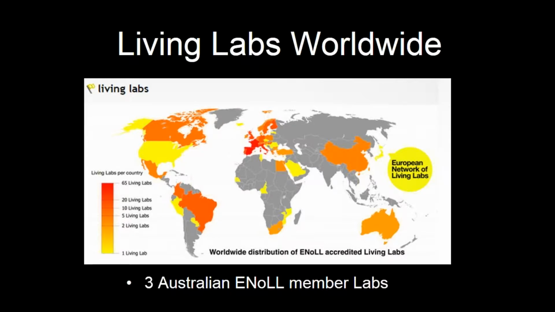So, Living Labs worldwide: the European network at the moment is probably the leading network. They have strong connections into things like the World Bank and the EU. But as you can see, they're not just EU based. There are 3 Australian members: the Low Carbon Living Lab in Adelaide, Transport and Logistics in New South Wales, and most recently the Future Self Living Lab at Swinburne in Melbourne.